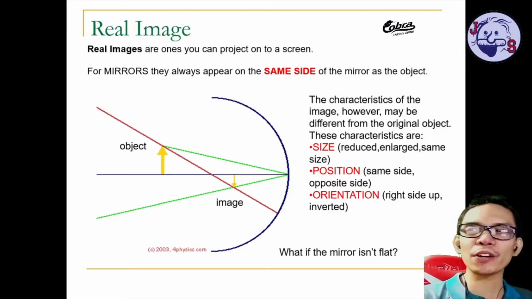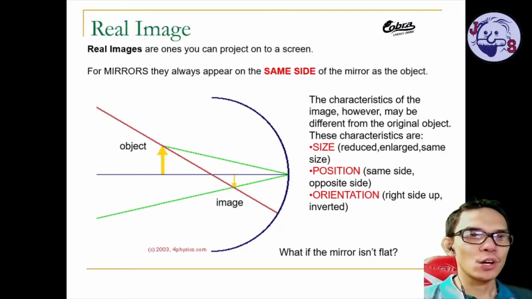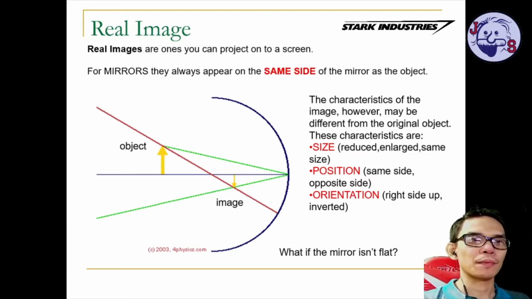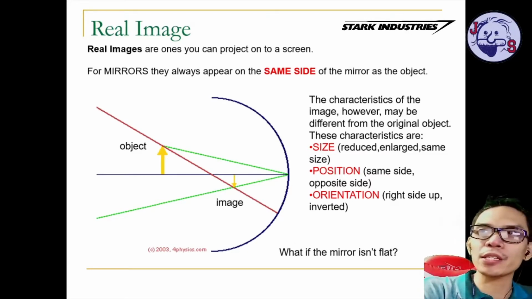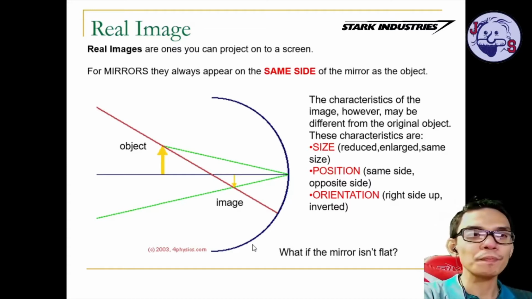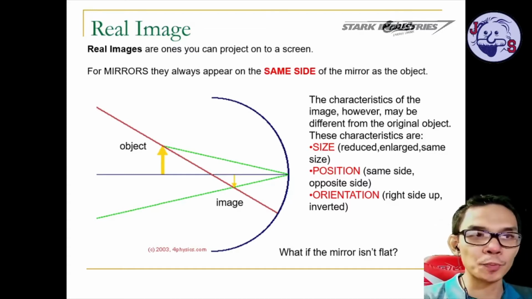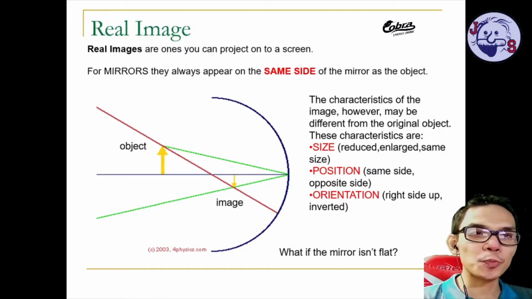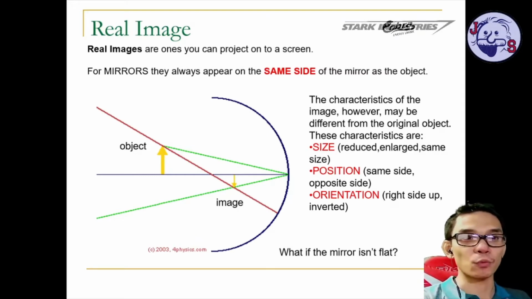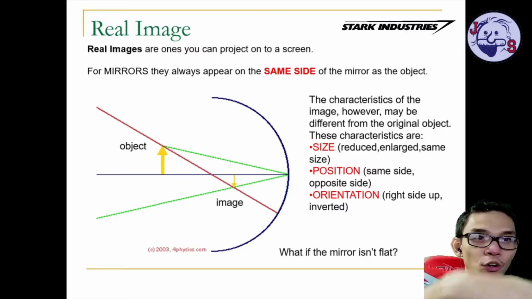What if the mirror isn't flat? What will happen to the image if the mirror isn't flat? What we have right here is a curved or spherical mirror. Basically, if you have a shiny spoon, just get that one and look at yourself on both sides of the spoon, one on the convex side and one on the concave side.